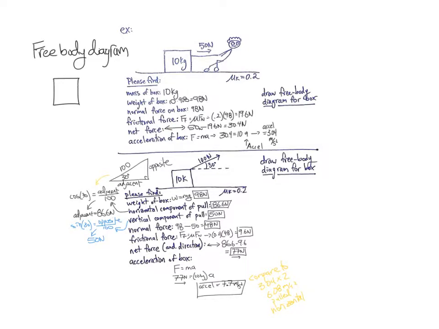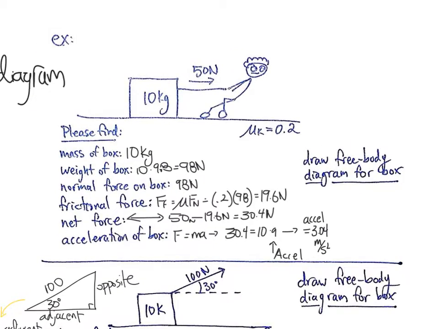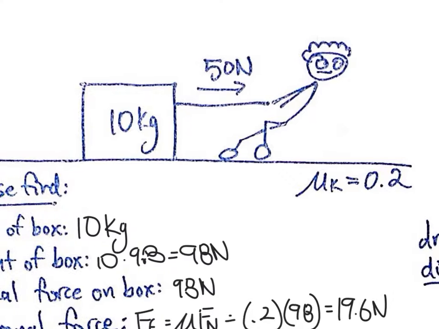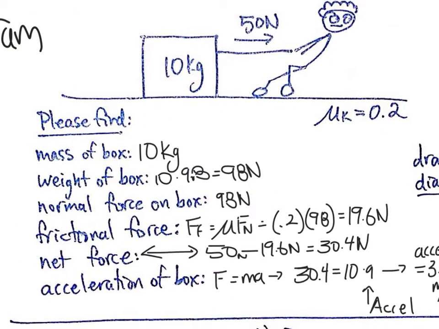Okay, so some calculations. So we have this situation. Here we go. Physics teacher again pulling on a 10 kilogram box with a force of 50 newtons. It's sliding along the ground. And this right here, mu sub k, meaning coefficient of kinetic friction, is 0.2. Something between 0 and 1. All right. So we're going to figure out a bunch of things related to this situation.